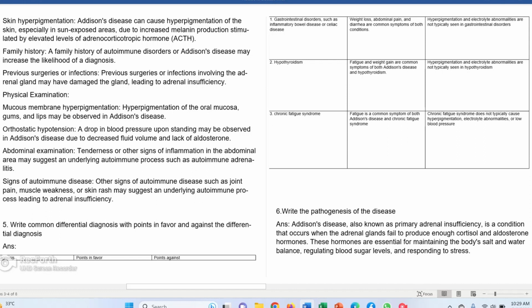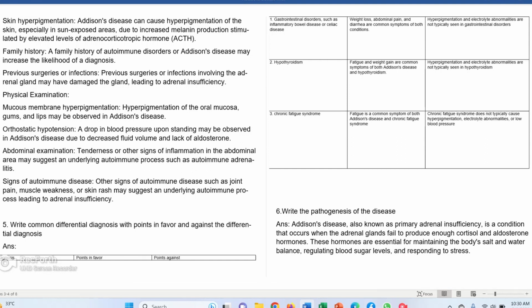Hypothyroidism. Fatigue and weight gain are common symptoms in both Addison disease and hypothyroidism. Hyperpigmentation and electrolyte abnormalities are not typically seen in hypothyroidism. Chronic fatigue syndrome. Fatigue is a common symptom in both Addison disease and chronic fatigue syndrome, and chronic fatigue syndrome typically does not cause hyperpigmentation, electrolyte abnormalities or low blood pressure.